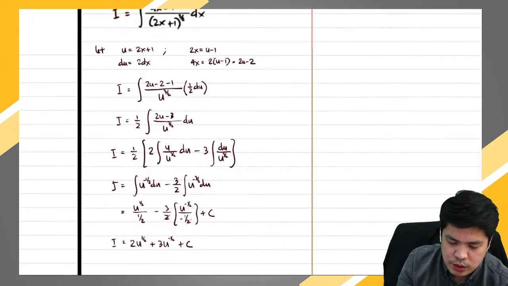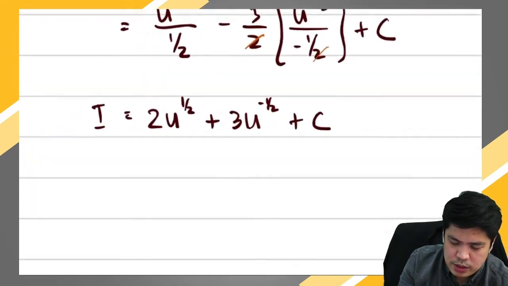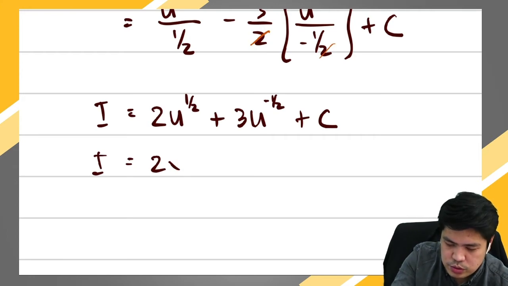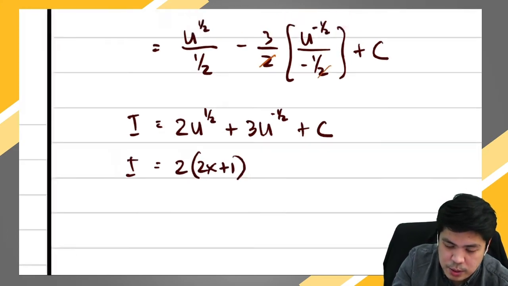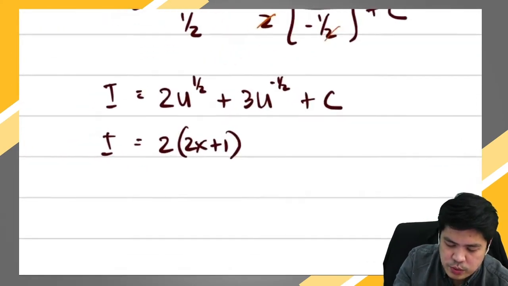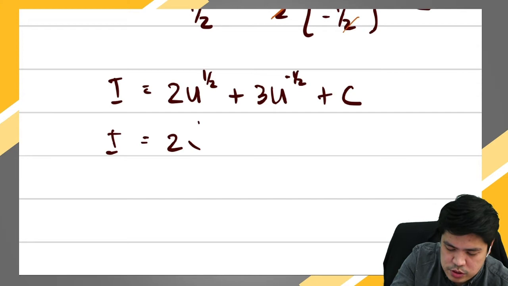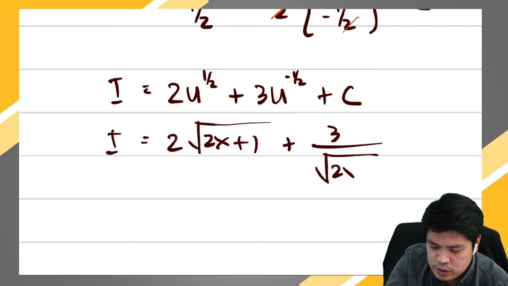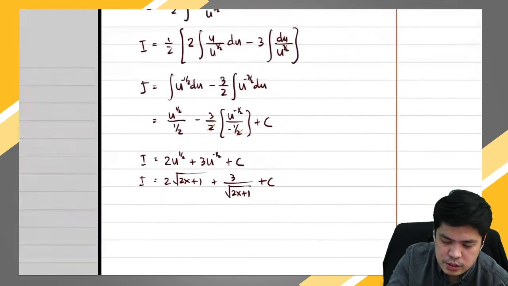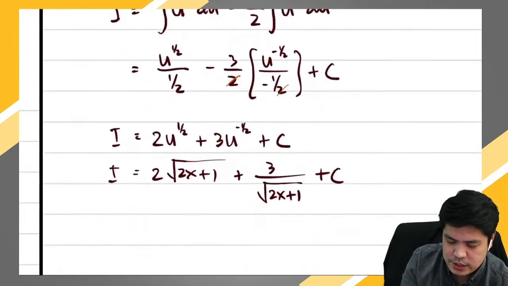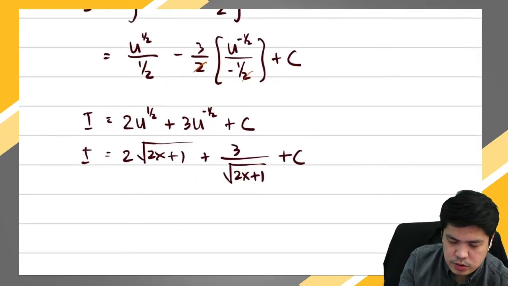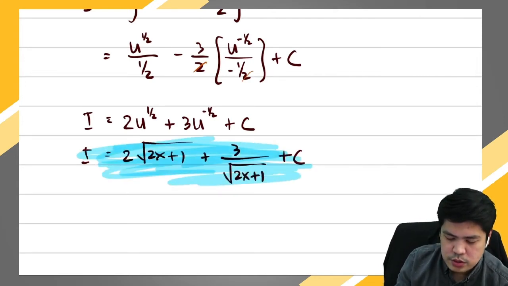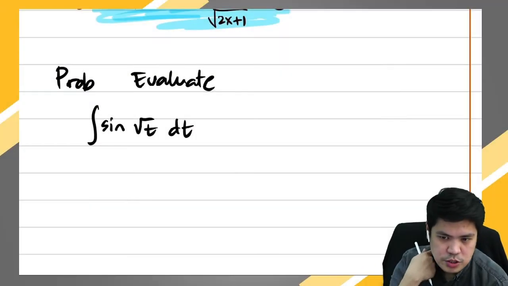So let us return the variable wherein u is equal to 2x plus 1. Hence, we have I equal to 2 times 2x plus 1 raised to 1 half, so square root of 2x plus 1, plus 3 over the square root of 2x plus 1, plus c. Is that right, guys? Agree. So if we did not make an error, that would be our answer. So, let's try to evaluate this integral.